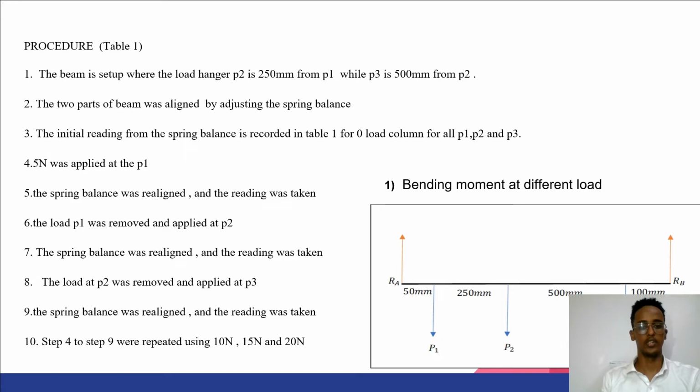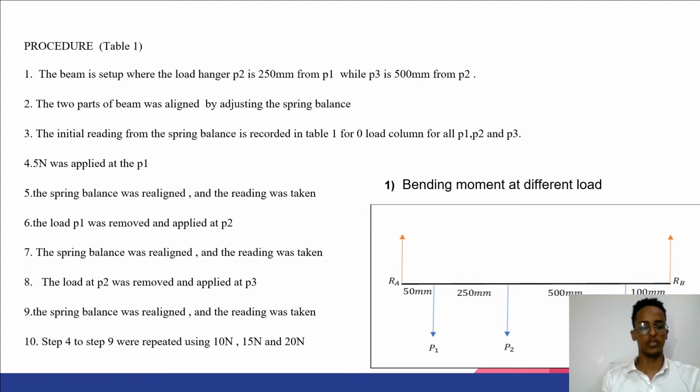The two parts of the beam were aligned by adjusting the spring balance. Then the initial reading from the spring balance is recorded in Table 1 for the 0 load column for all B1, B2 and B3. Then 5 Newton was applied first at B1. The spring balance was aligned and the reading was taken. The load at B1 was removed and applied at B2. The spring balance was realigned and the reading was taken.